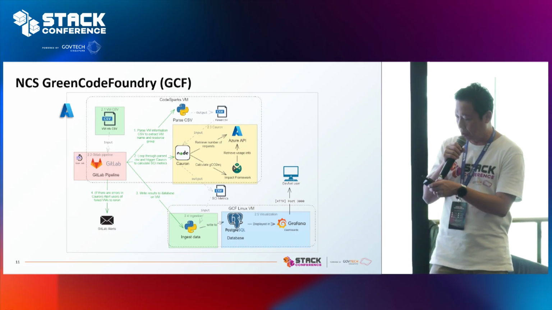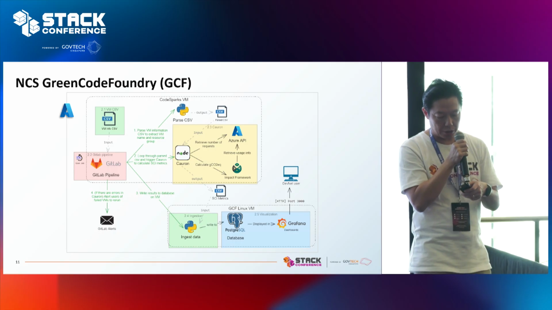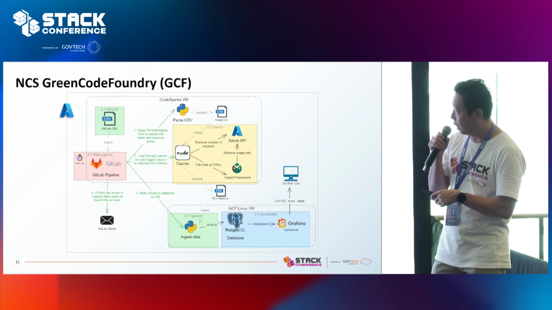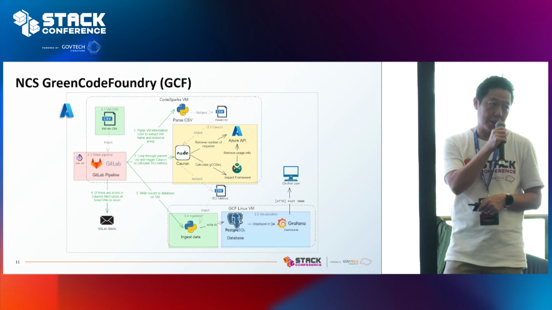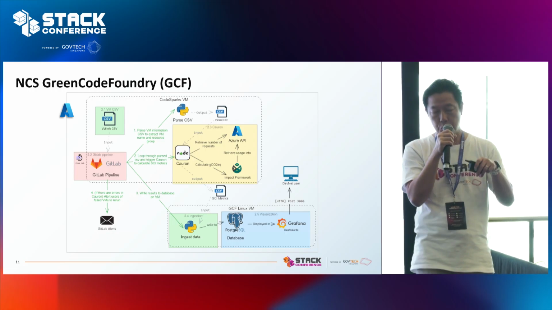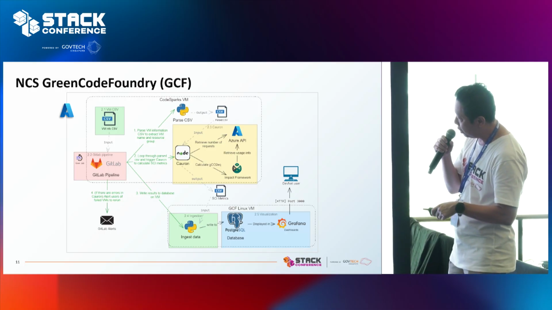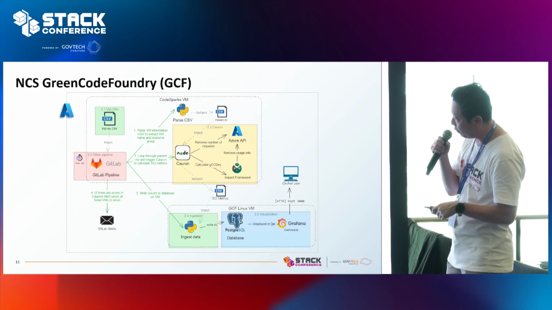Last 3 slides. So this is what we do in NCS. We created a platform, a team called the Green Code Foundry. And now we are able to measure SCI for all our projects that's running on our Azure cloud. And the key to this is this green fella here. This is the impact framework from the Green Software Foundation.